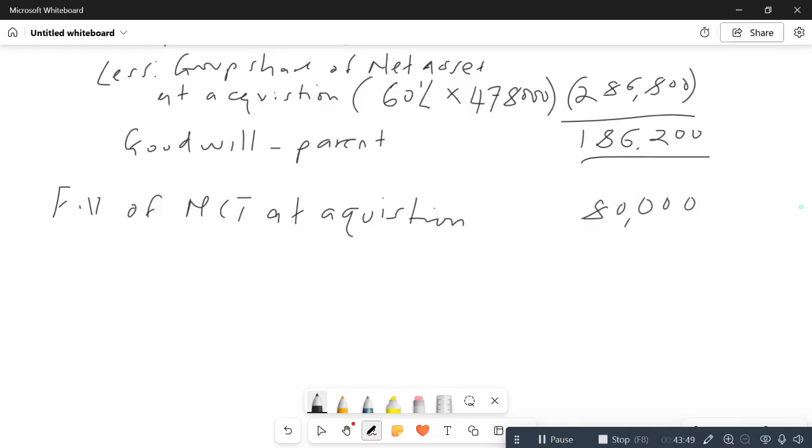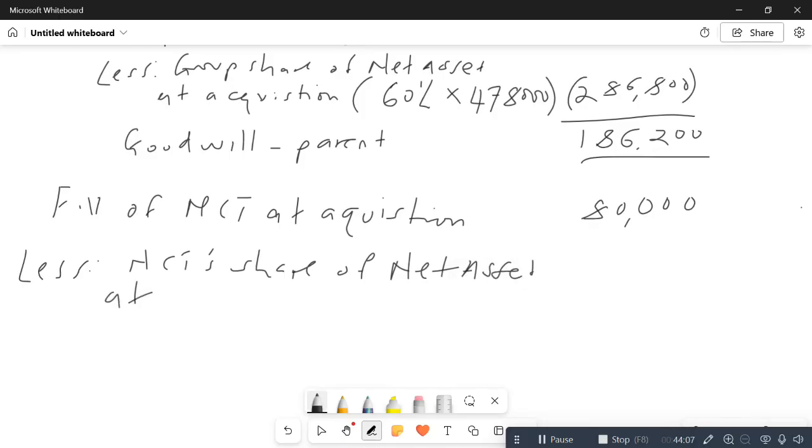Here we are going to subtract the NCI's share of net assets at acquisition. How much was it? If it was 60% for the parent, it means for NCI it is 40%. So 40% times the same net assets, which is 478,000.